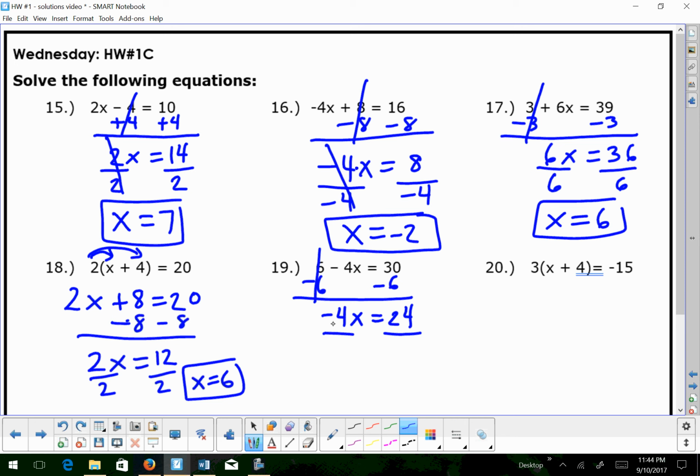Divide by your exact coefficient, which is negative 4, and watch your signs. The last question here also requires some distributing. 3 times x is 3x. 3 times 4 is 12.